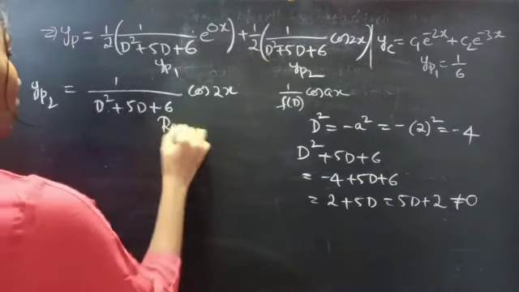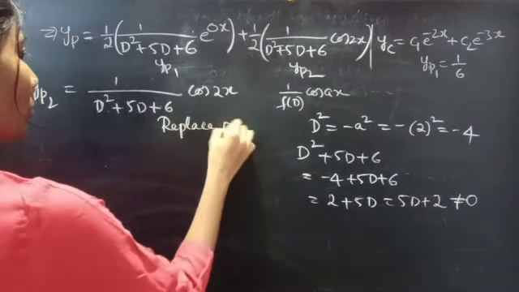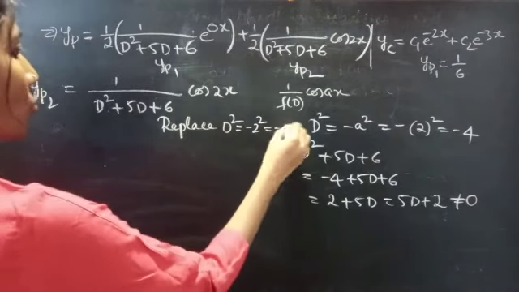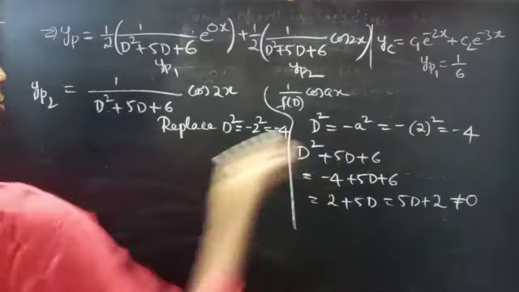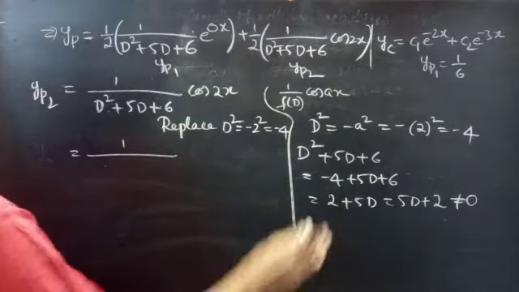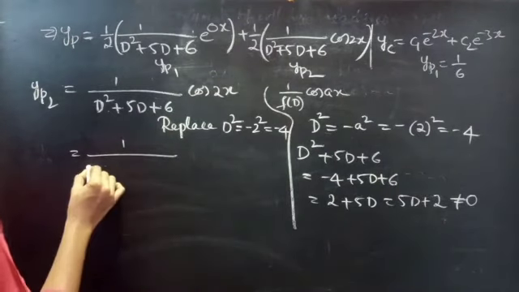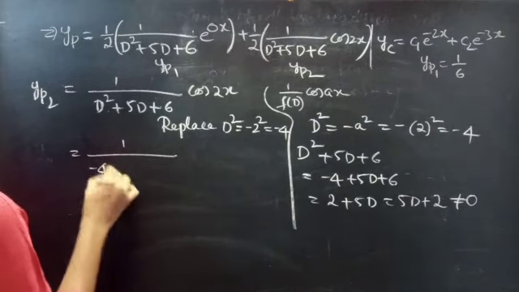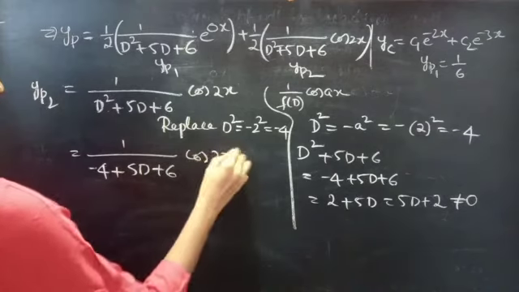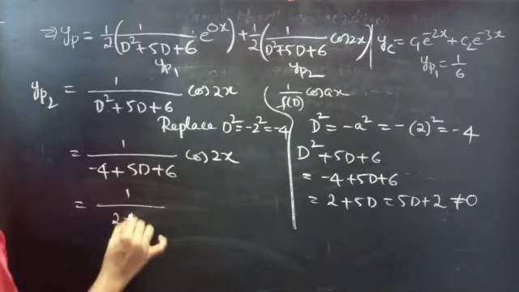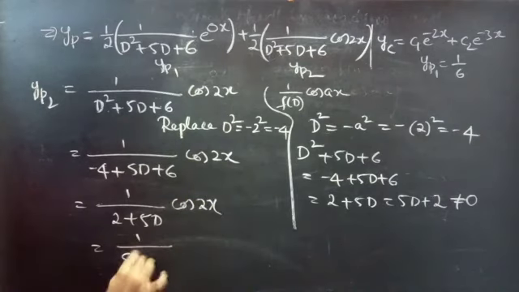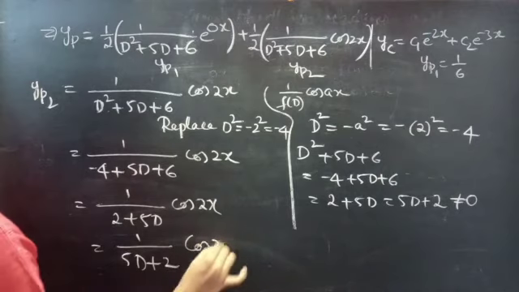So we can replace D square by minus 2 square, which equals minus 4. We just did some rough work. Let's replace D square. I'm just writing the same thing here: cos 2x equals 1 by 2 plus 5D into cos 2x, which equals 1 by 5D plus 2 into cos 2x.